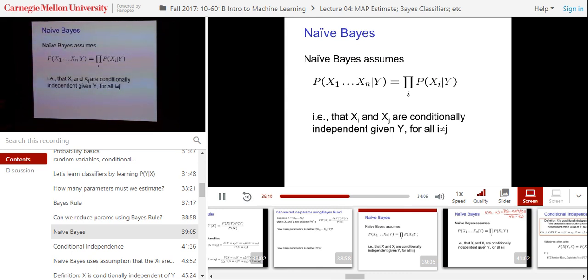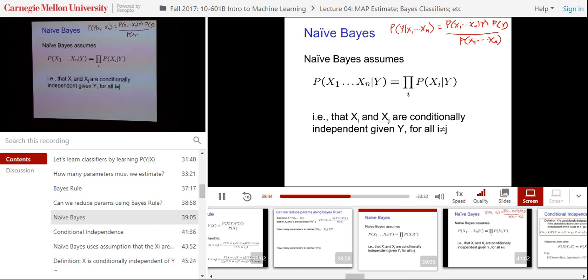The answer we're going to use is something called naive Bayes. We're going to make the following seemingly insane assumption. We do know that, from Bayes' rule, the probability of y given x1 through xn, which is what we want, is the probability of x1 through xn given y times the probability of y, over the probability of x1 through xn.